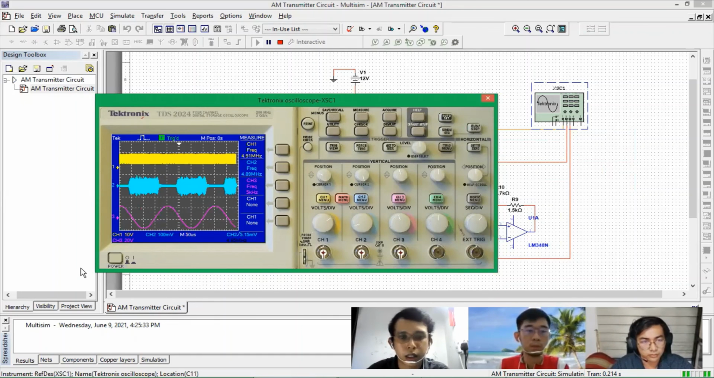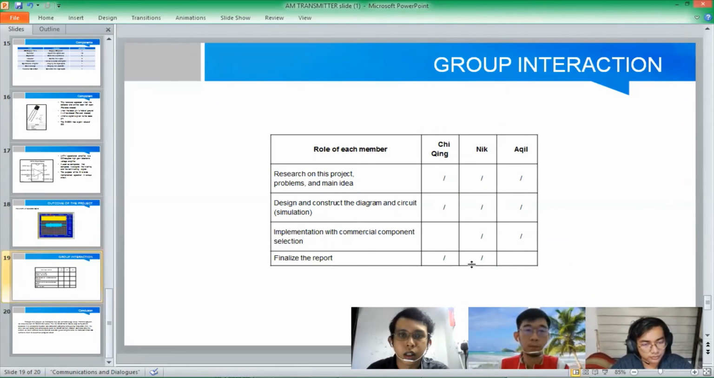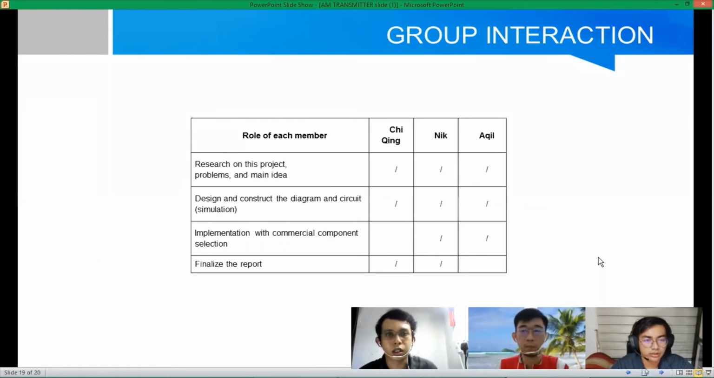Okay, back to the slide. This one is the group contribution. The research on this project's problem and main idea was done by all of us. The design and construction of the diagram and circuit were also done by us, and then the implementation with commercial component selection was done by Nick and myself, and finally the report was finalized by Chiking and Nick.